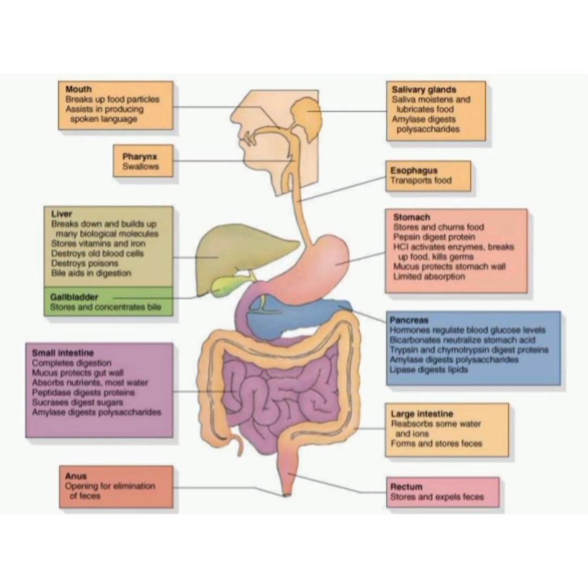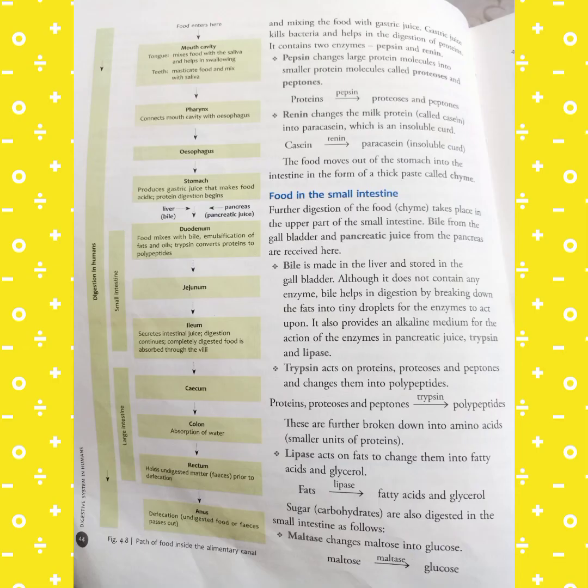Food moves out from the stomach into the intestine. Now, there are two intestines, I have already told you: the small intestine and the large intestine. Both intestines have their own functions. Now, the digestion of chyme, a thick paste of whatever you have taken, takes place in the upper part of the small intestine. There, bile from the gallbladder.